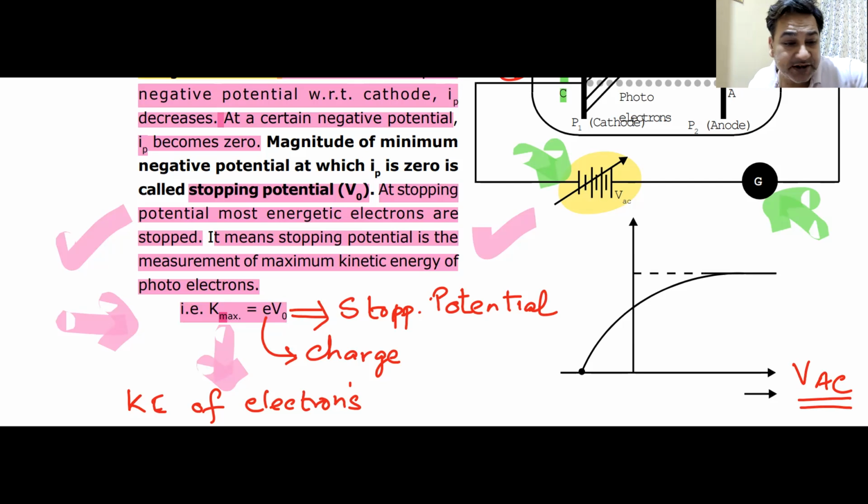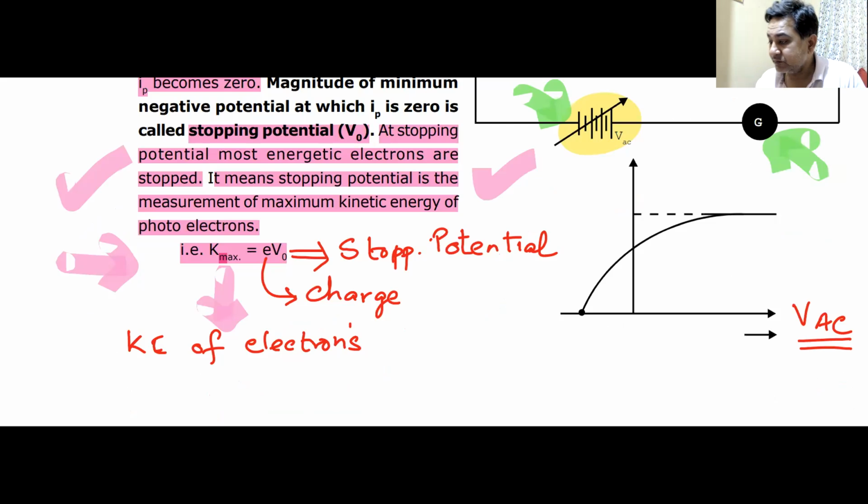You must remember the heading of this point. The heading was the effect of potential difference between A and C. So what is plotted on the y-axis? The thing plotted on the y-axis is IP. What do you mean by IP? Photoelectric current. Do we understand this?